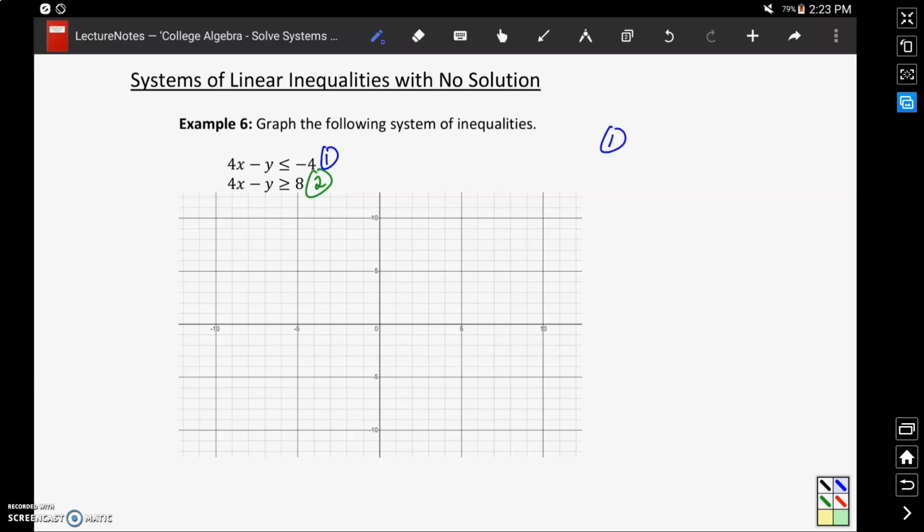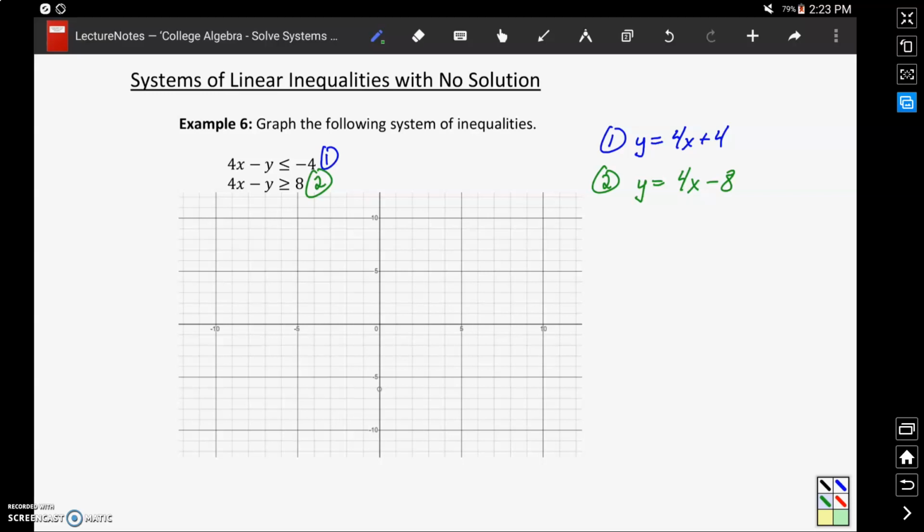Taking inequality 1, rewriting it as an equation, and solving for y will give us y is equal to 4x plus 4. For inequality 2, we'll end up with y is equal to 4x minus 8. Notice again that we have the same slope, but different y-intercepts. So we'll have the graph of two parallel lines.